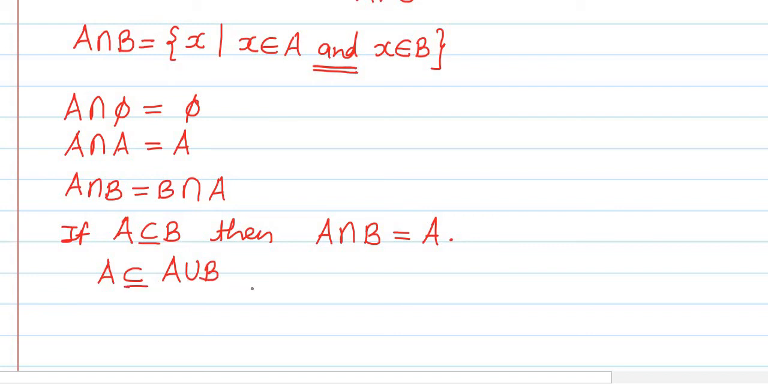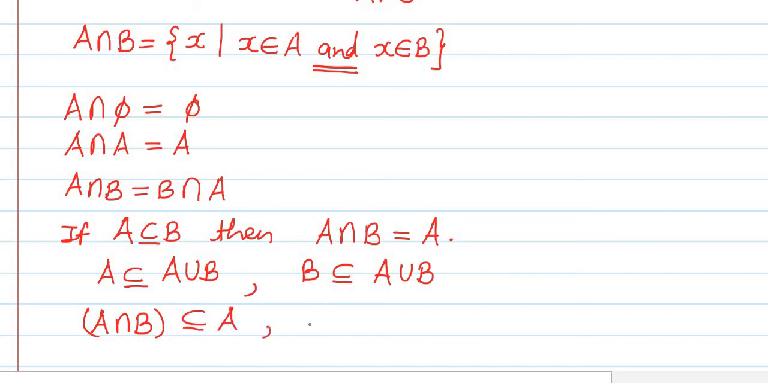B is also always a subset of A union B. But if we consider the intersection, then A intersection B is always a subset of set A, as well as A intersection B is always a subset of set B.